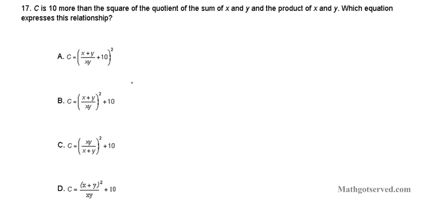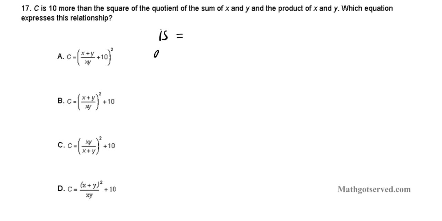All right, let's take a look at question 17. It's just a process of translating a verbal mathematical expression into an equation form. So let's see how we can translate this from word form into an equation form. So it says C is 10 more than the square of the quotient of the sum of x and y and the product of x and y. So we know the following: the word "is" is basically an equal sign.